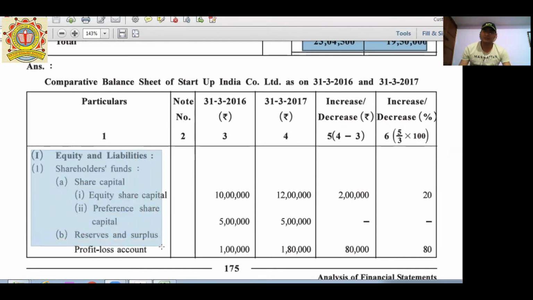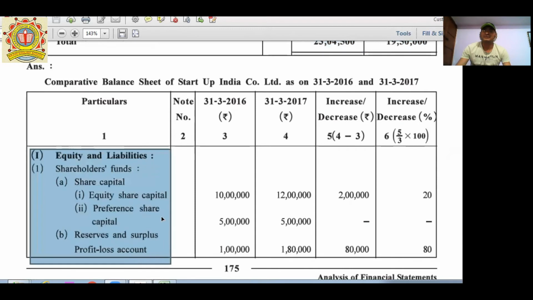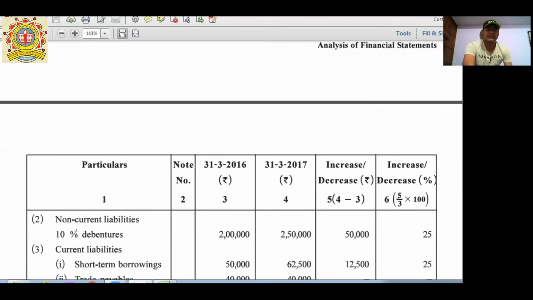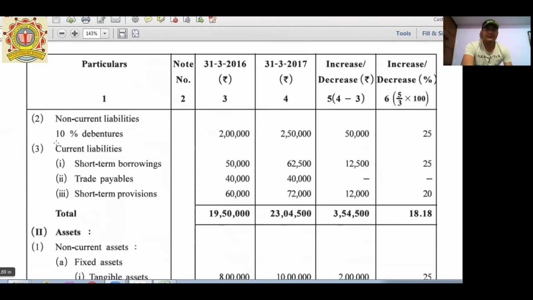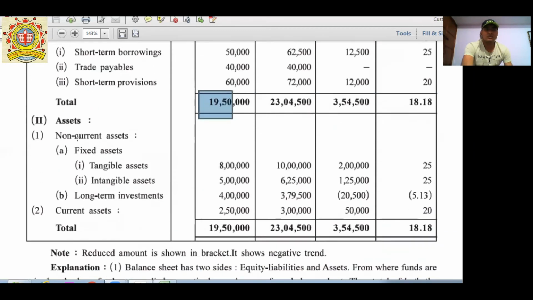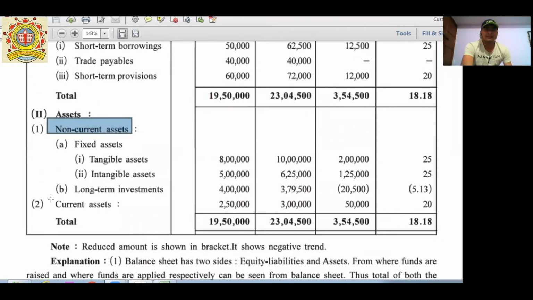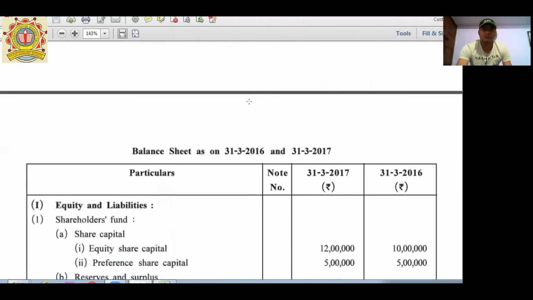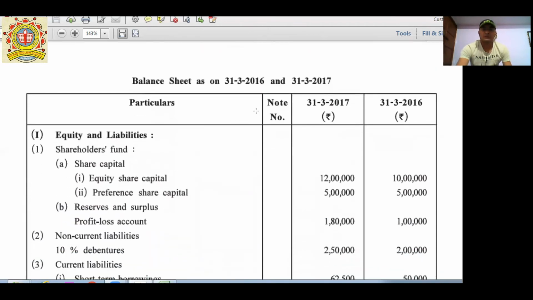In chapter number 3 we have already studied, and in chapter number 4 we have revised this format for balance sheet, equity and liability as well as assets. So now here in equity and liability there are these points. Point number 1, shareholders fund. Second, non-current liability. Third, current liability, and total of this. Now in assets, 2 points, that is non-current assets and current assets. So now after completing this, we have to put the values according to the format.